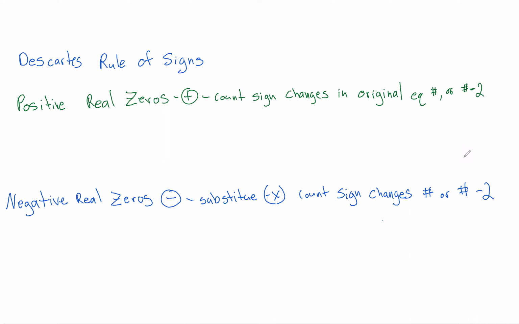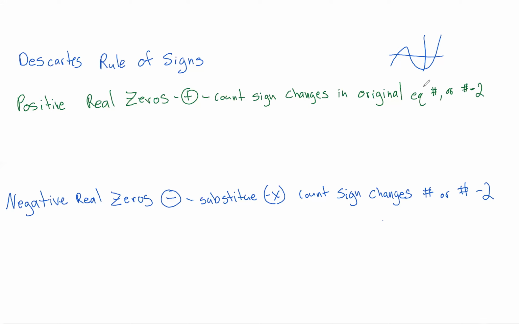This video is going to be about Descartes' Rule of Signs, and this one can be a little tricky. The whole reason that we want to know this is it can help us narrow down our list of possible real zeros. Now, this isn't the complex or the imaginary ones. These are the real zeros where it crosses the x-axis.